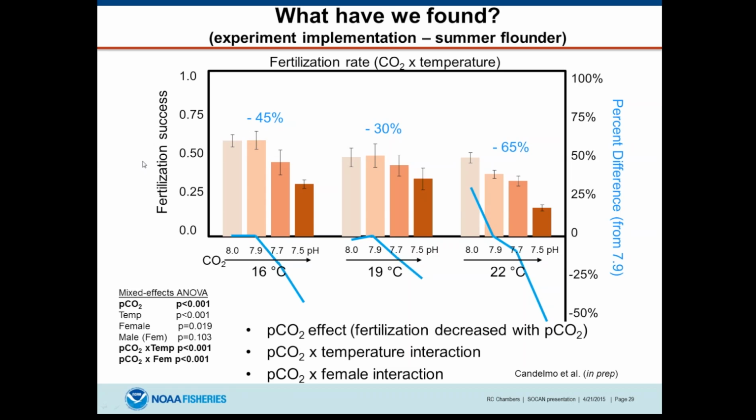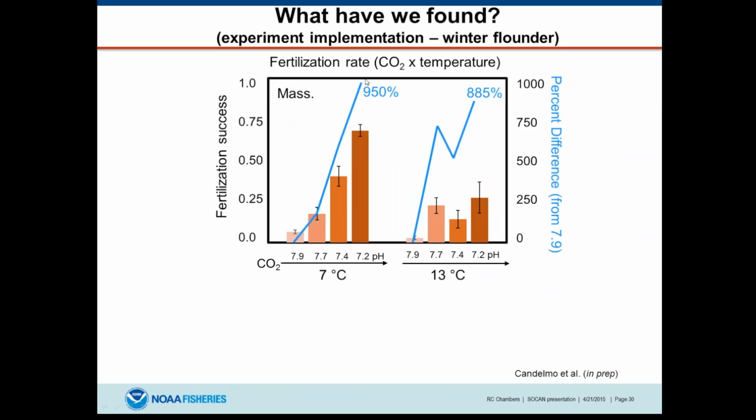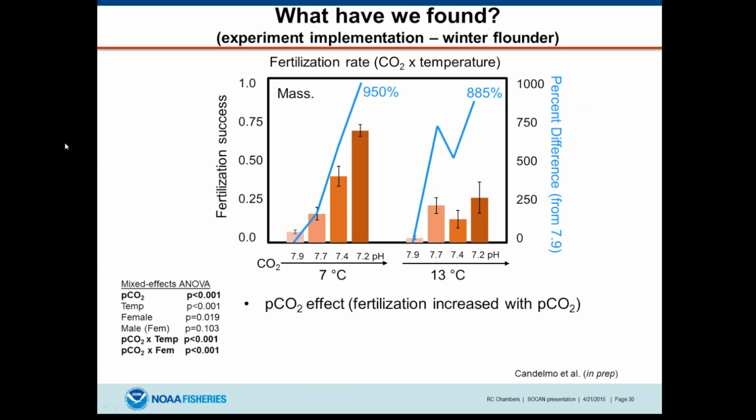In contrast to that outcome, the winter flounder showed a different response. This happens to be the Massachusetts winter flounder, and their responses are summarized in this NOAA table, and now I'll go directly to the bullets, where we found that the PCO2 effect occurred, and fertilization increased with increasing PCO2. We also found for the Massachusetts fish a CO2 by temperature interaction with lower fertilization rates at the warmer temperatures for this more northerly population, and there again was a CO2 by female interaction.